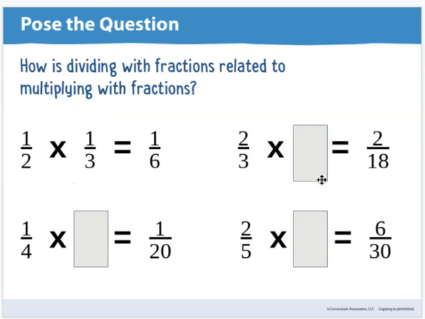So taking a look over here, you have 2 times what gives you 2, and 3 times what gives you 18. Again, when you think 2 times what gives you 2, hopefully you're thinking 2 times 1, and 3 times 6 gives you 18. So that missing factor is 1/6. I would like for you to pause the video now and try and do the last two on your own.